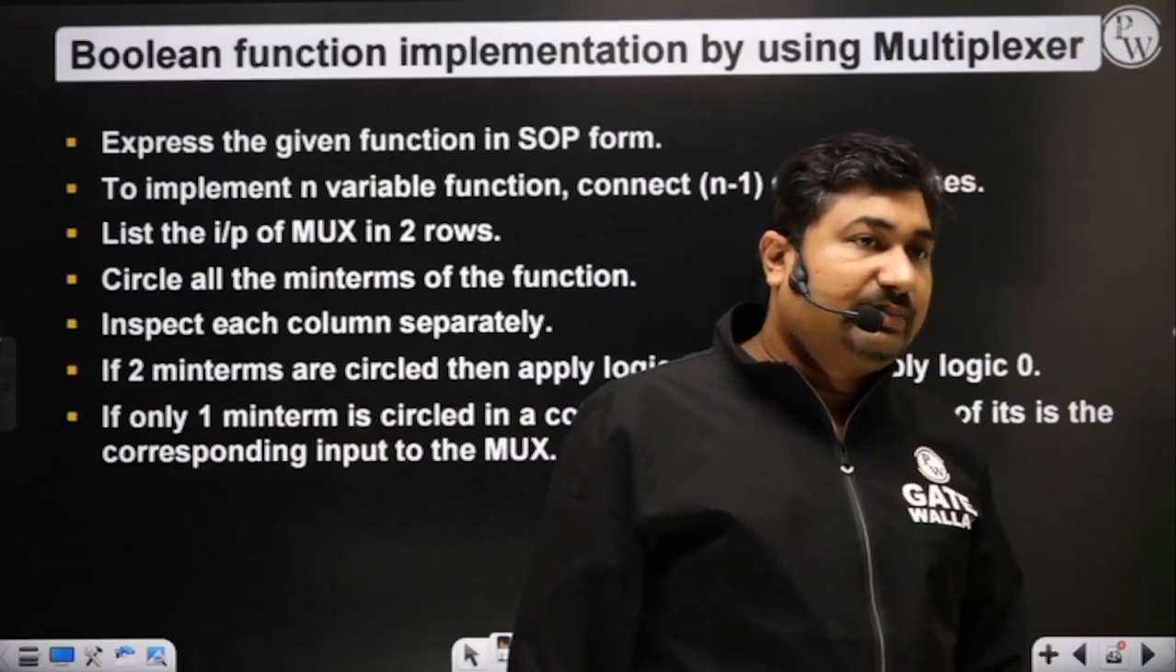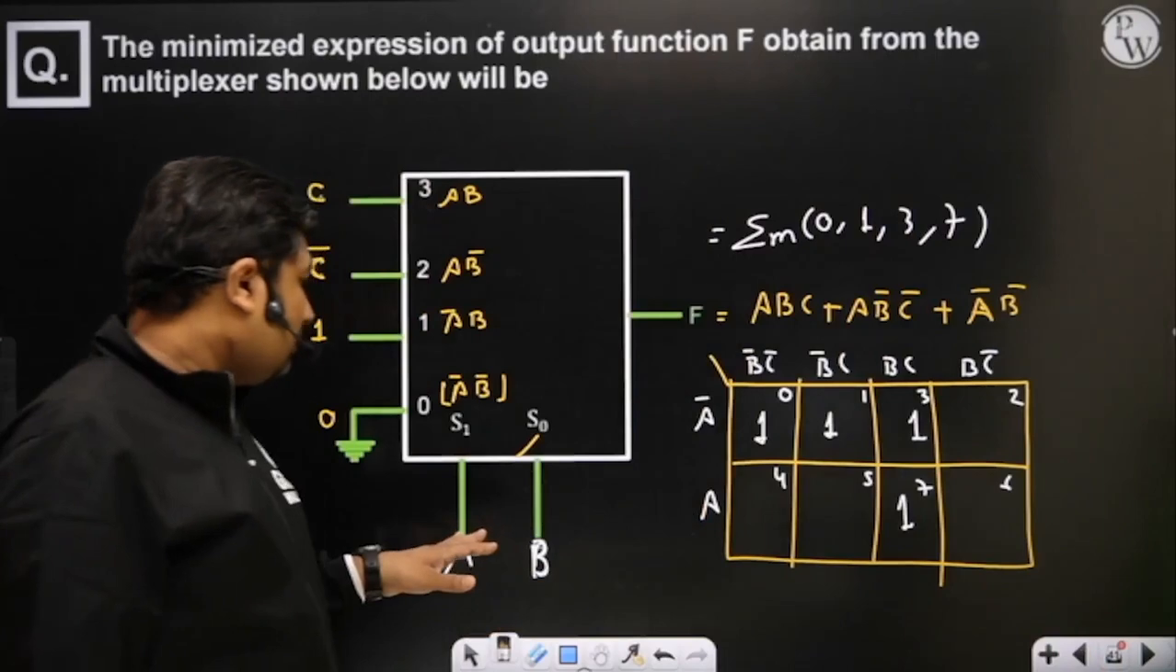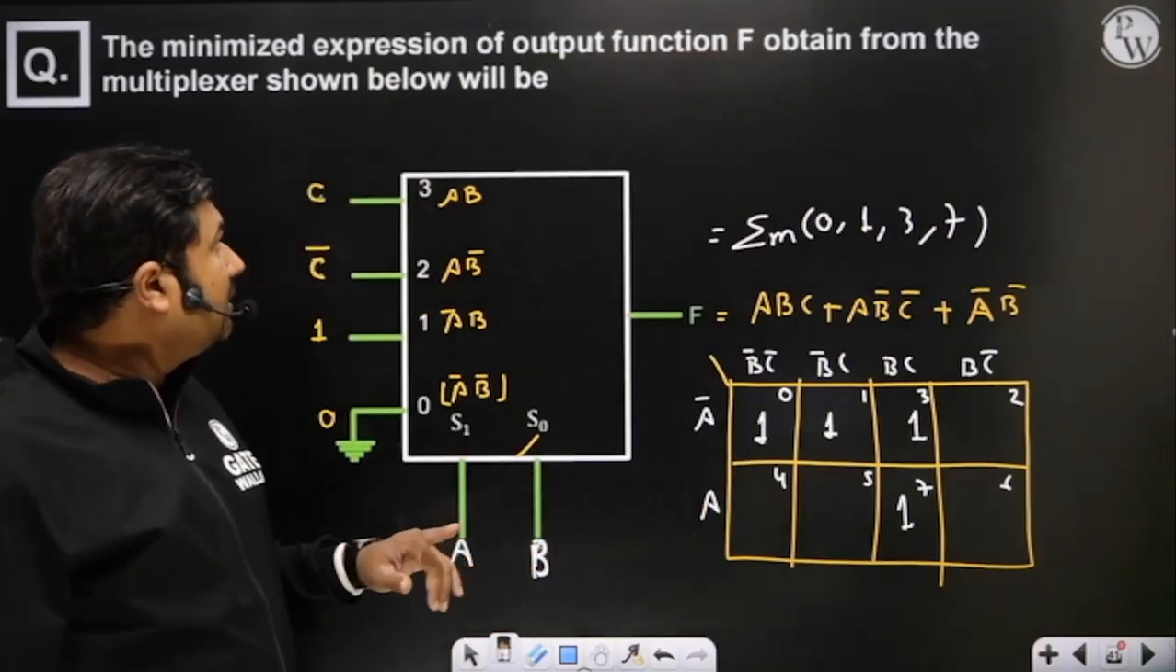Sir, so is B taken? So is B taken means?